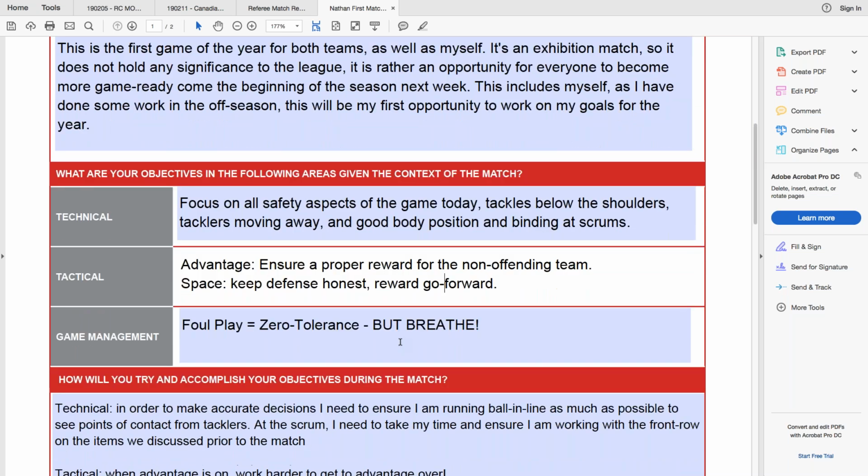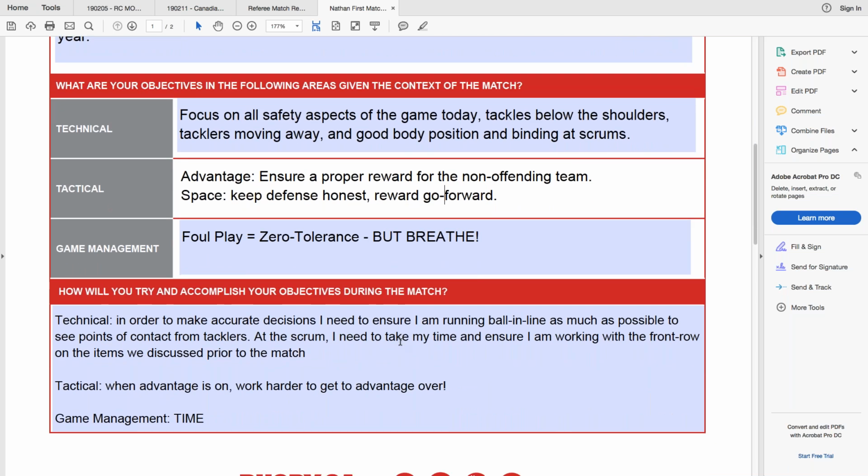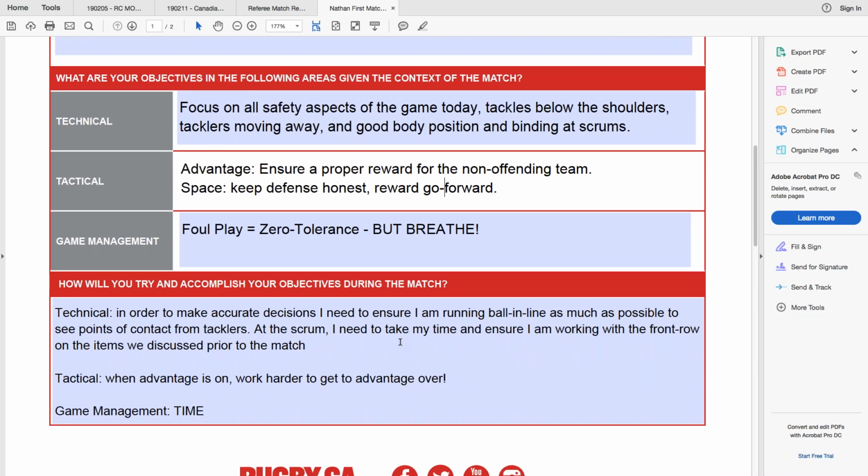Okay, the thing about having a goal is, okay, well, it's nice to have a goal, right? But how do I go about trying to accomplish it? So what I've done here is I've looked at, okay, well, in my technical goal, I'm going to look to make accurate decisions. In order to make accurate decisions, I need to ensure I'm running ball in line. Okay, so I'm looking at a process piece I think I can control in the game to see as much as possible to see the points of contacts from tacklers.